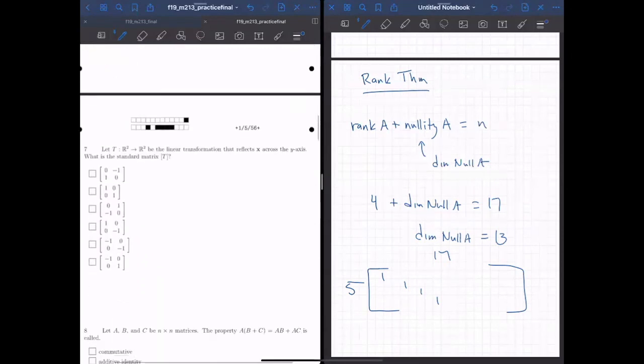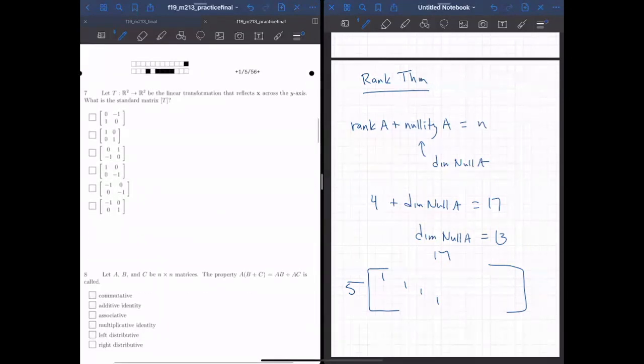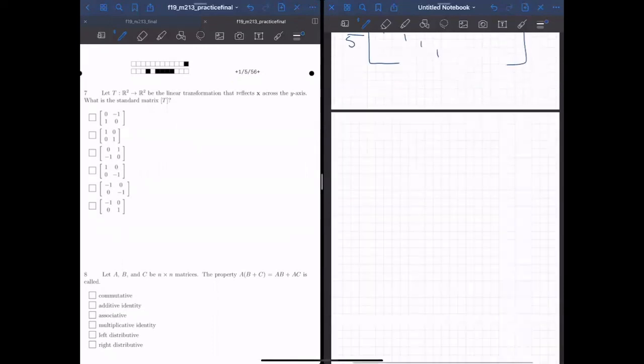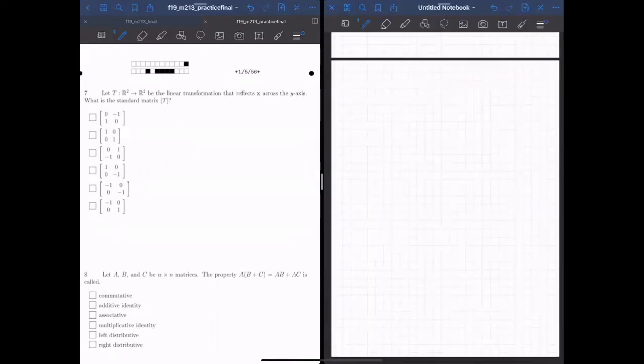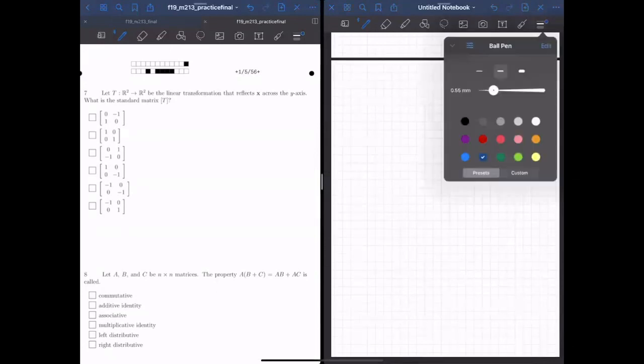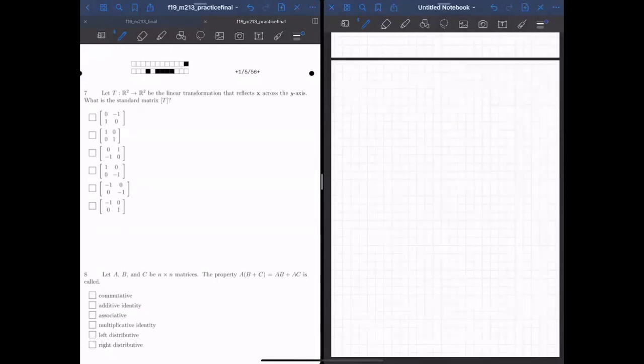Problem 6, I'm going to skip. That's not super relevant. Here's a good one. Let T be the linear transformation that reflects the vector X across the y-axis. What is the standard matrix of T? Okay, so this is a good practice one for finding standard matrices.